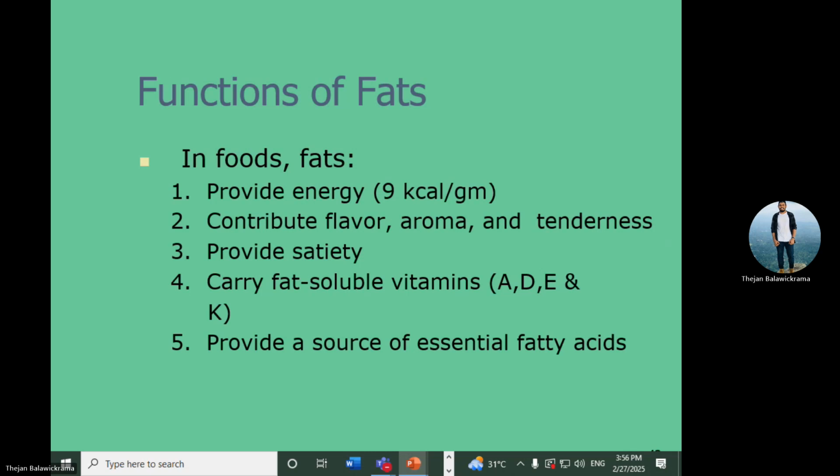And another thing, our next lesson is going to be vitamins. When it comes to vitamins, there are water soluble vitamins and water insoluble ones. So vitamin B and others are water soluble, so we have no problem. But there are fat soluble vitamins. Then to carry fat soluble vitamins, we need fats, because they do not dissolve in water.